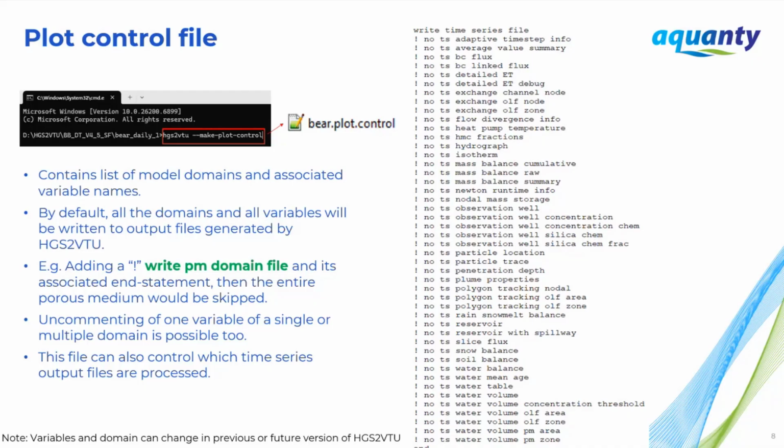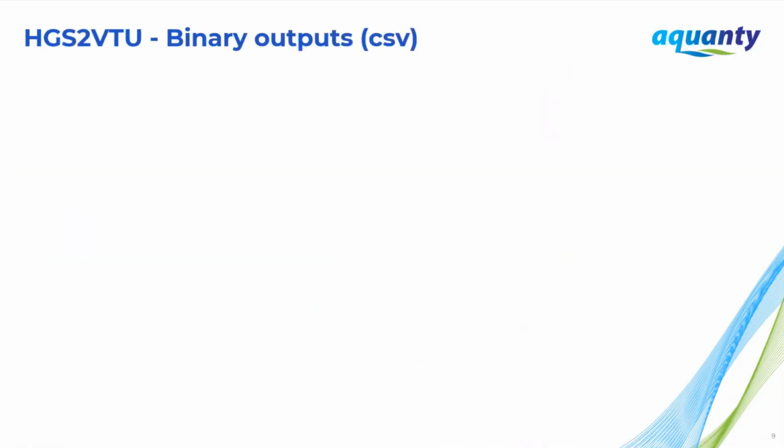Also, a point to note is that the variables and the domains can change between previous and future versions of HGS to VTU. If we end up deprecating any old commands, we won't be using them. And if we are adding new commands, those will be added in the new plot control versions from newer versions of HGS.